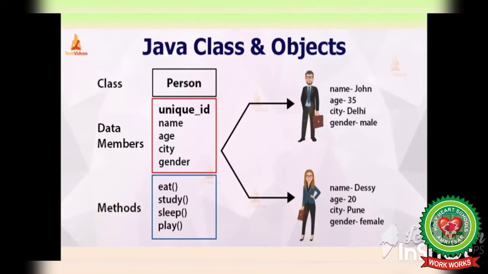When we work in software, in software also we have a state and behavior. The software object maintains its state in variables or data members and implements its behavior through methods. Like these persons, their state is name, age, city, and gender, and we can call it data member or variable also. Next, we have behaviors: eat, study, sleep, and play, and we can also consider them as methods.